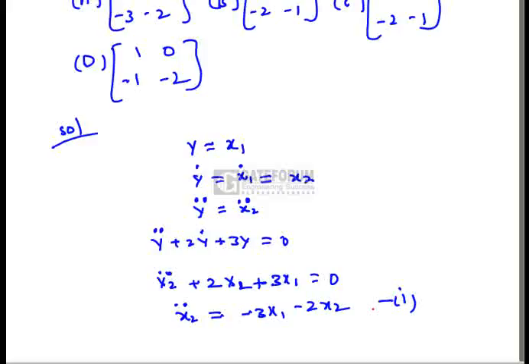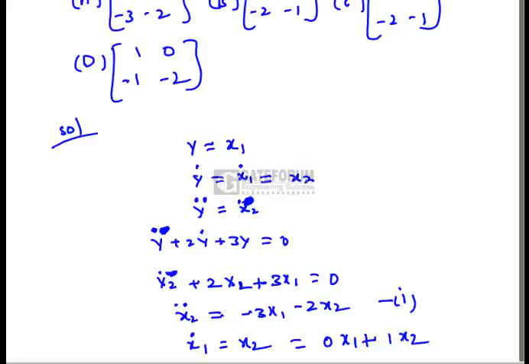The system has two states, so we require two state equations for defining the state matrix. One more equation is this one: x1 dot. We know that x1 dot equals x2 from this equation, so I can write this as 0x1 plus 1x2.